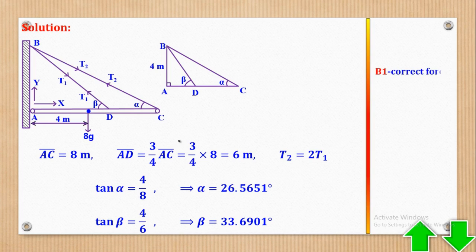So before we go to the next slide where we shall take moments and resolve, let's see how much can be awarded here. So here the only mark is for the correct forces in the diagram.